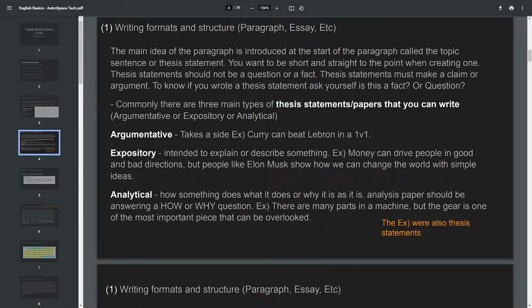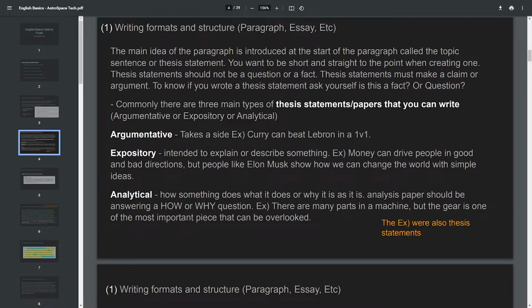So the first one is argumentative. It takes a side. Example, Curry can beat LeBron in 1v1. Expository, intended to explain or describe something. Money can drive people in good and bad directions, but people like Elon Musk show how we can change the world with simple ideas. And analytical, how something does what it does or why it is as it is.